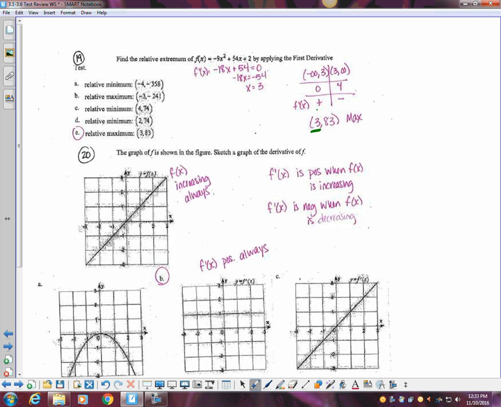So at 3, since this increases and then decreases, I know I'm going to be a max. And then to get my 83, plug back into the original function.